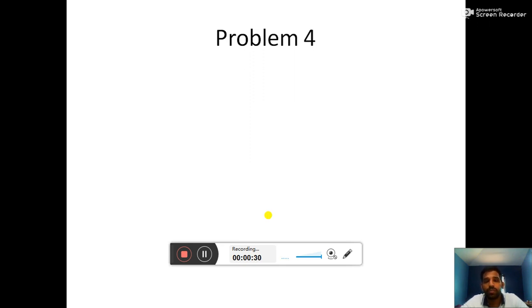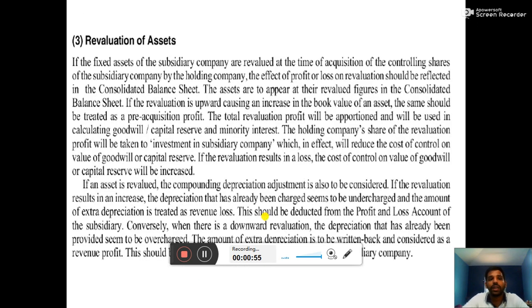From problem number 4 onwards, we will cover different types of adjustment that can be asked in your examination. You know the basic concept of how to prepare the consolidated financial statement, and you know the working notes also, but sometimes different adjustments can be asked. So we'll cover a different kind of adjustment in each problem. In this problem number 4, there is an adjustment regarding revaluation of asset.